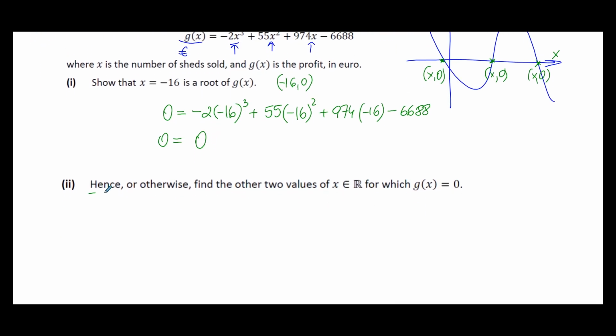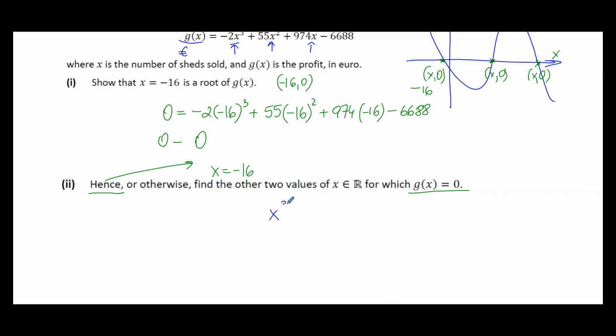And then they are saying "hence", which means with the knowledge you just acquired, so the fact that x equals minus 16 is a root, we have to find other values of x for which, again, what? y is 0. So we have one of them, and then we have to find the other two that will have 0 in place of y, meaning the roots. So how do we do that?